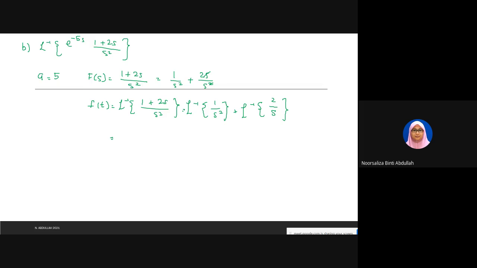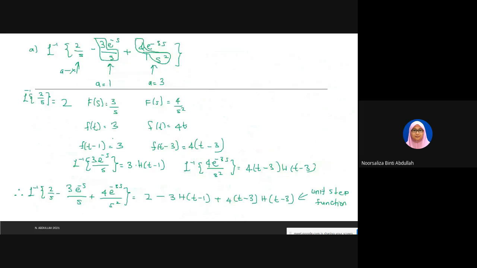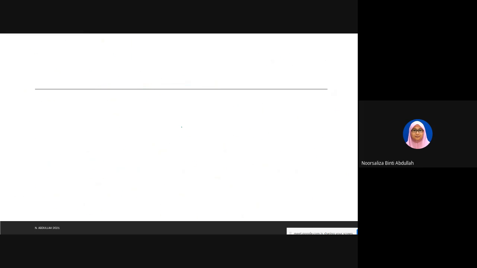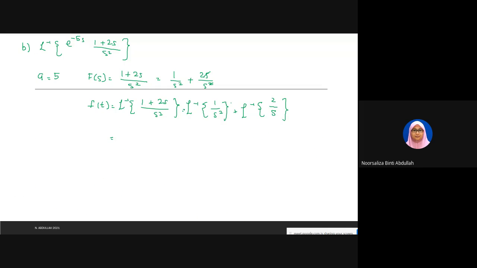Okay, so what is the inverse for 1 over S square? Jadi kita dah buat kan? Kalau 1 per S you akan dapat 1. Kalau 4 over S square you akan dapat 4T. Kalau 1 per S square you akan dapat 1T. Okay. So inverse for 1 over S square is T plus inverse for 2 over S. Inverse for 2 over S? 2.